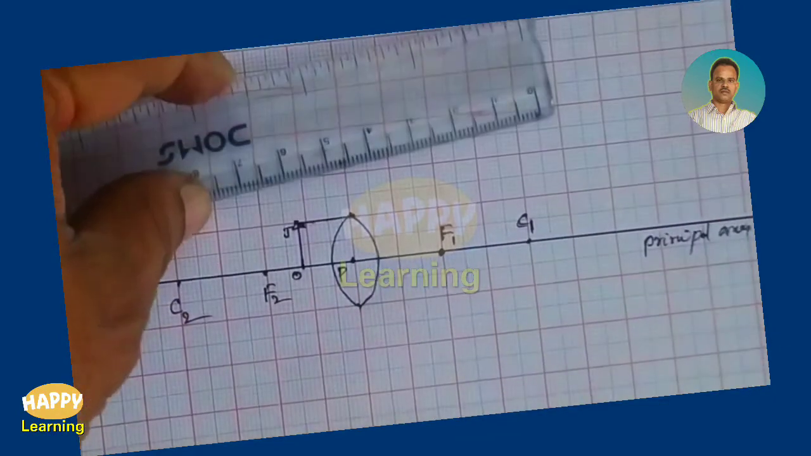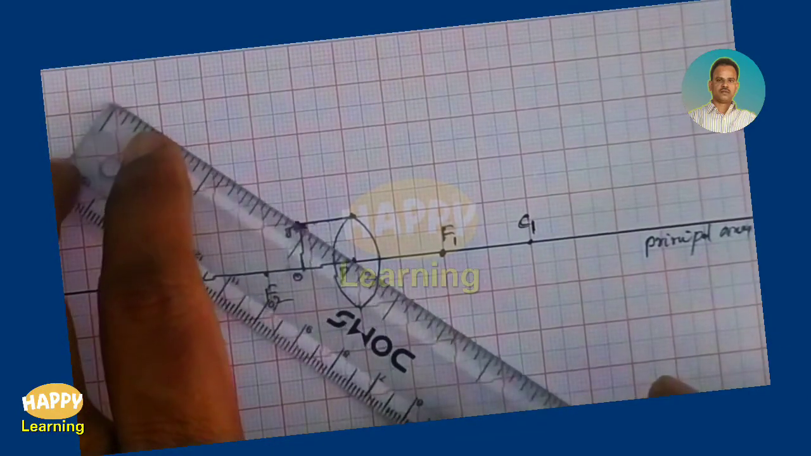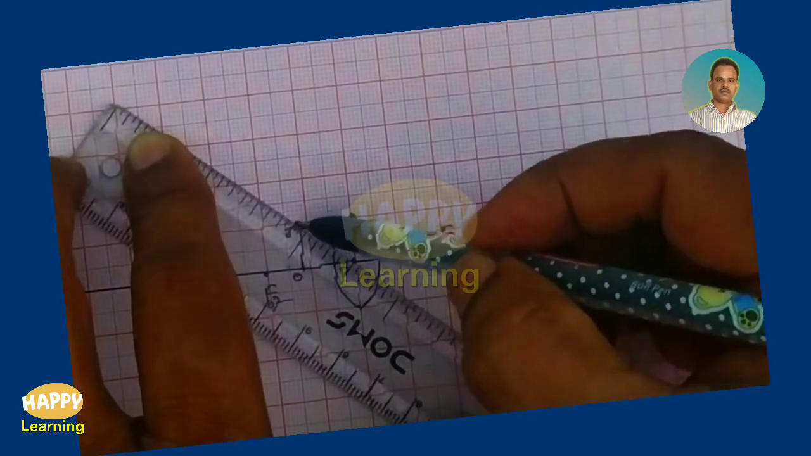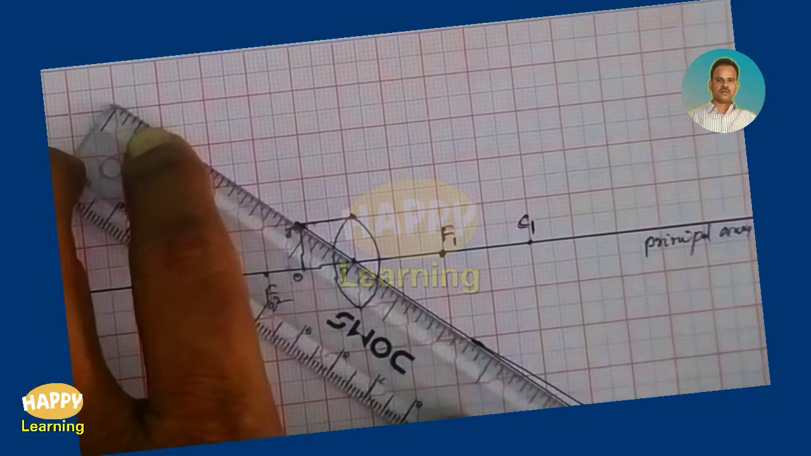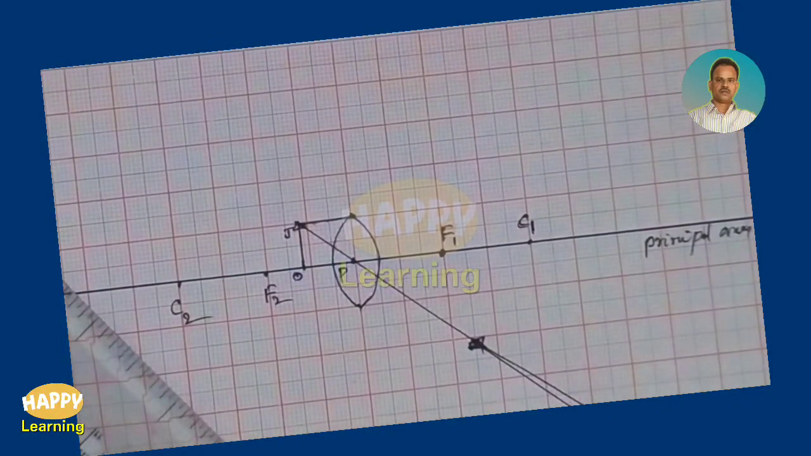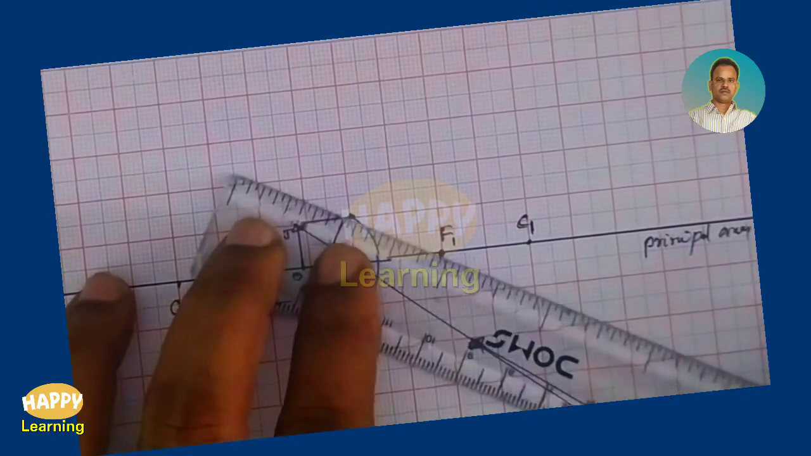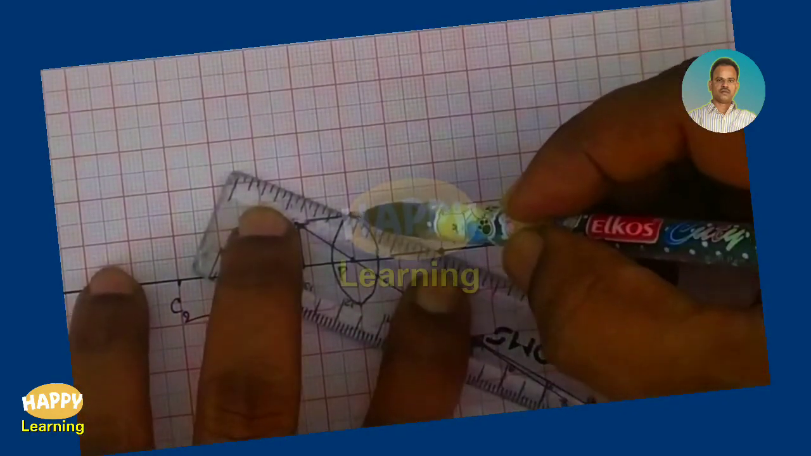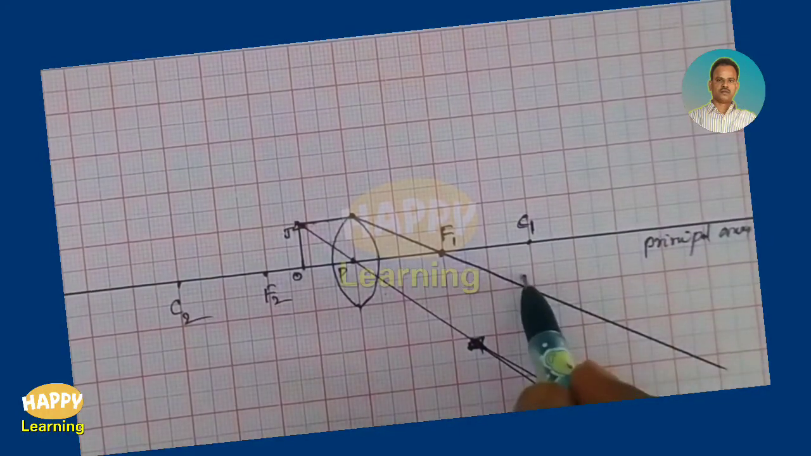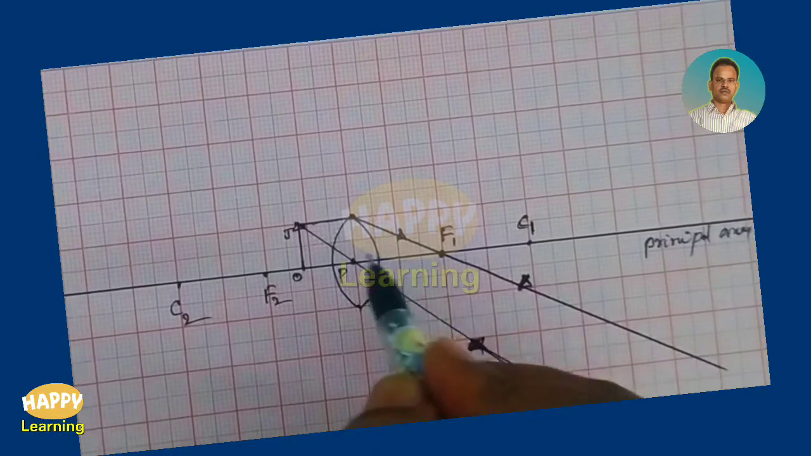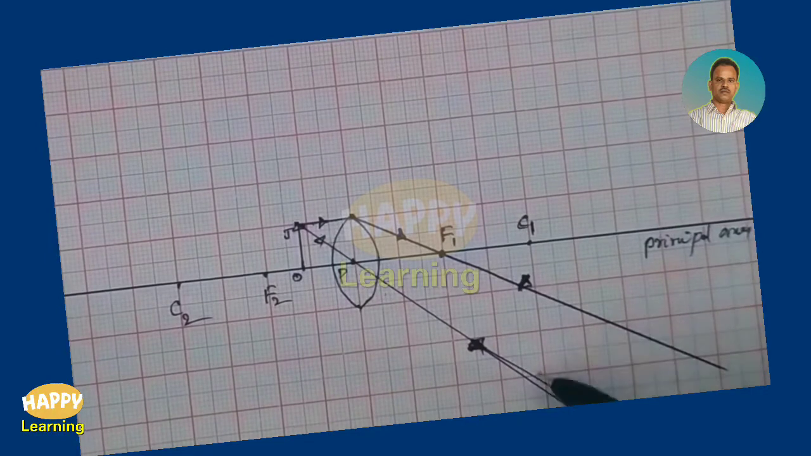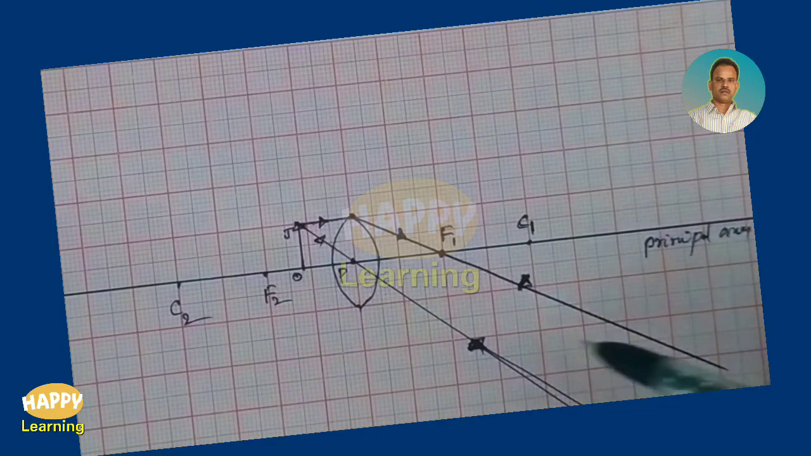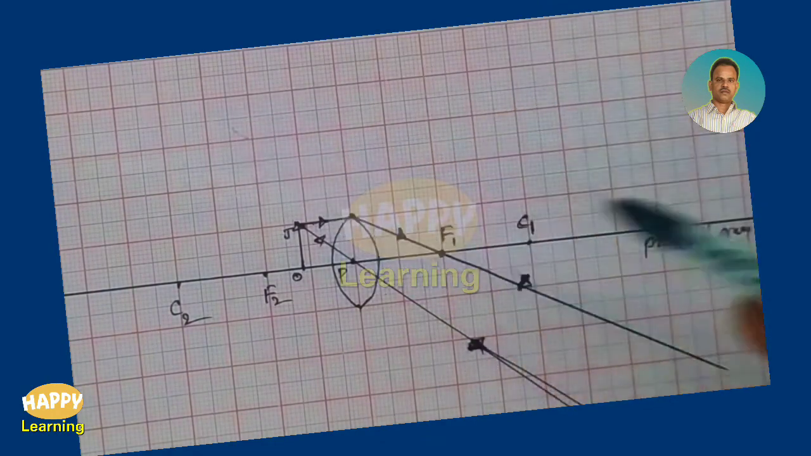Now, draw a ray parallel to the principal axis. Then draw a ray passing through the optic center. This ray passing through optic center won't have any deviation. It goes straight. Then this ray, which is parallel to the principal axis, will pass through the focus on the other side. So this is the second ray. These two rays are diverging, the gap increasing, so they will never meet. Intersection is not possible on this side, but they can intersect on the other side.